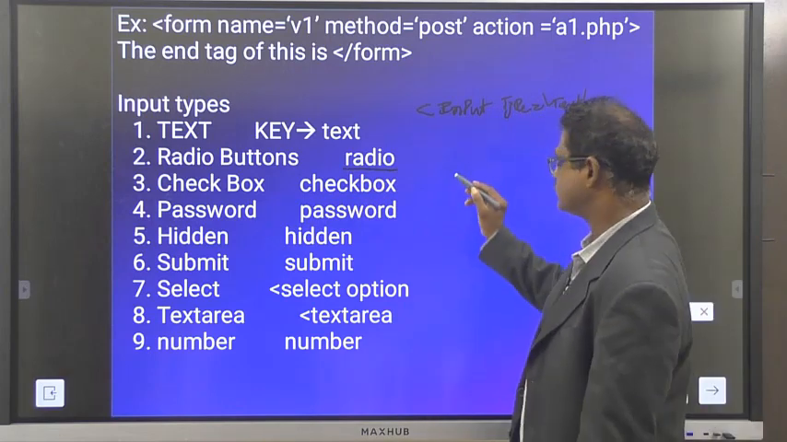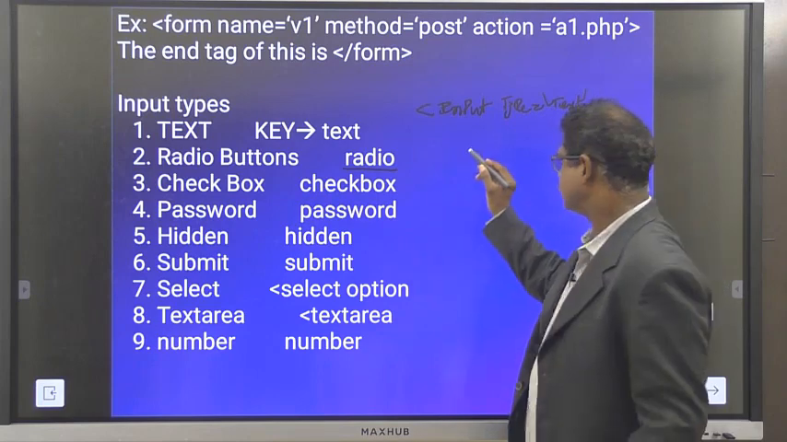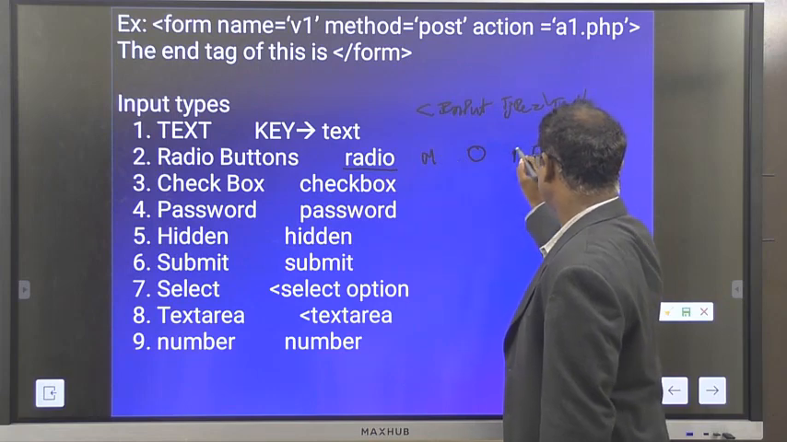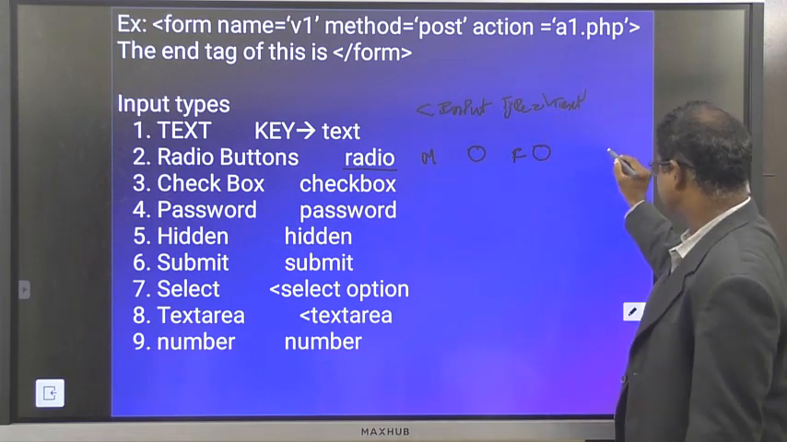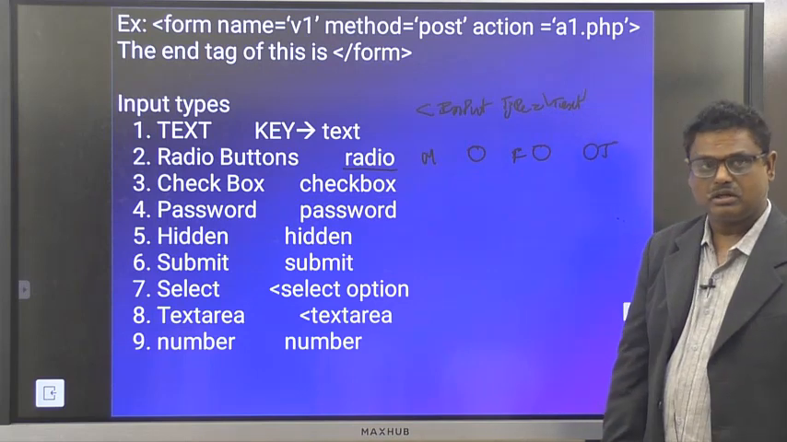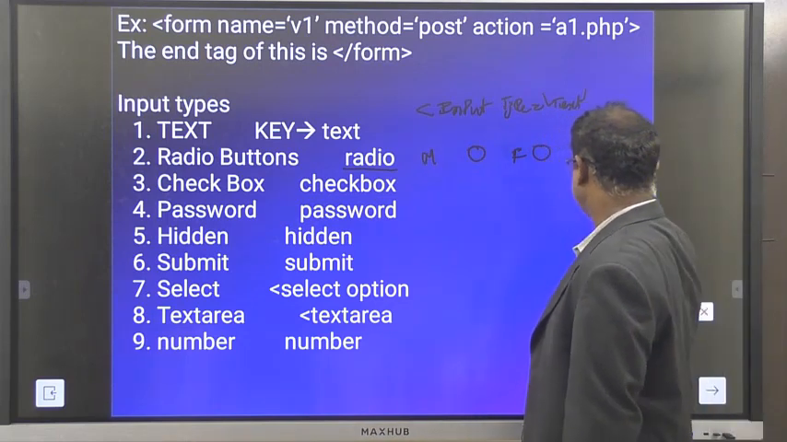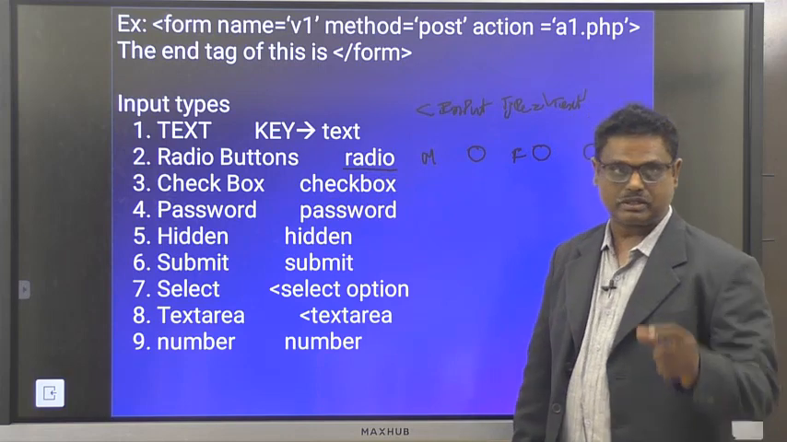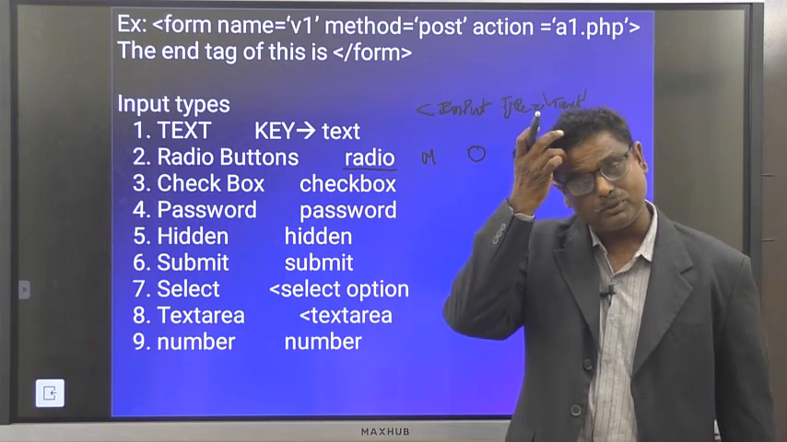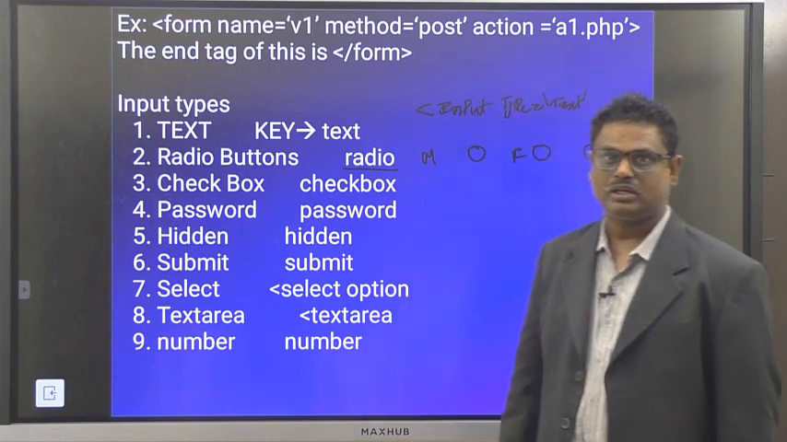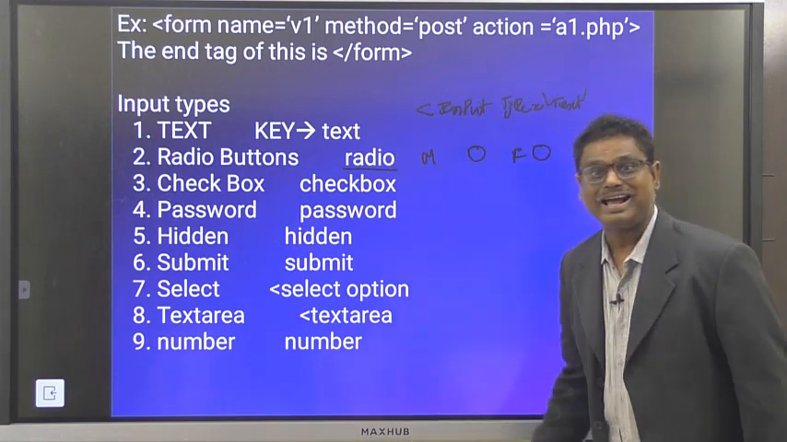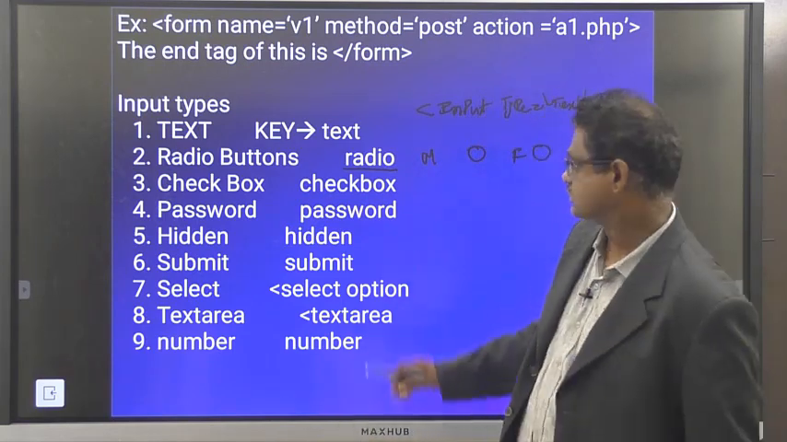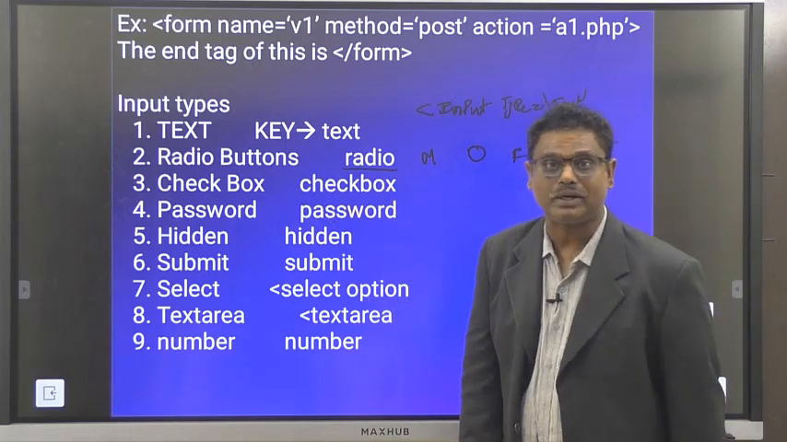The difference is, suppose you want to select male, female, or transgender. There are only three things. A human being can have only one of these three. Then you should go for radio button. In the same manner, if you go for a multiple choice question, then also you have to go for radio button, where only one right answer is there, the remaining three are wrong answers. In such a case, we go for radio button, my dear friends.